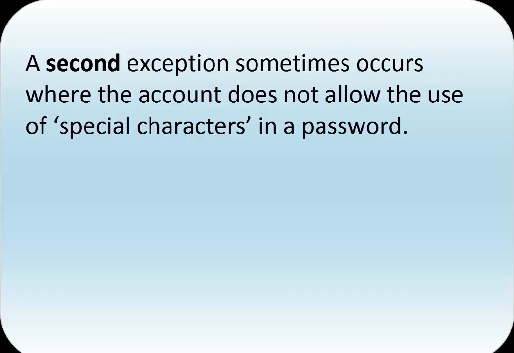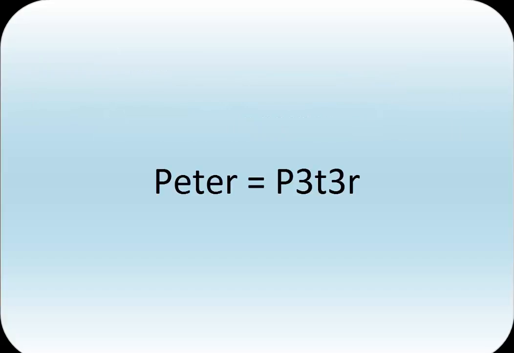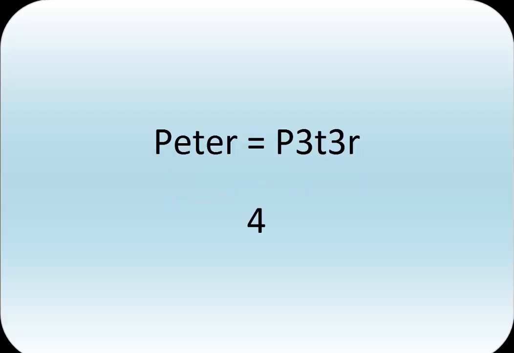A second exception sometimes occurs where the account does not allow the use of special characters in a password. This is where you would choose a seed word that does not call for special character, as in Peter becoming capital P3 small t 3 small r, and using number 4 as the connector. To have this as a secondary password also becomes useful if you ever wanted to start changing all your initial passwords made up by this strategy.